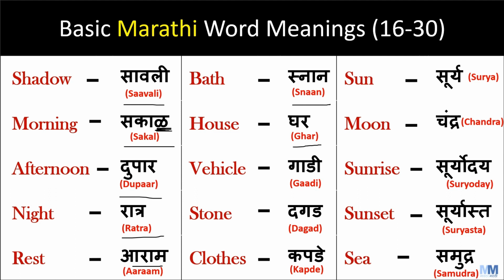House is घर. Vehicle is गाडी. Stone is दगड. Clothes कपडे. Sun सूर्य. Moon चंद्र. Sunrise सूर्योदय. Sunset सूर्यास्त. Sea samudra. So these are all our 30 words for today.